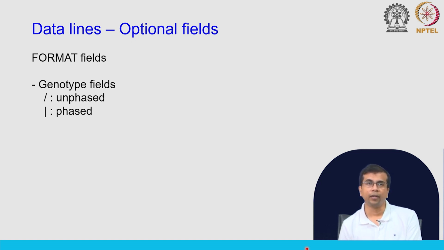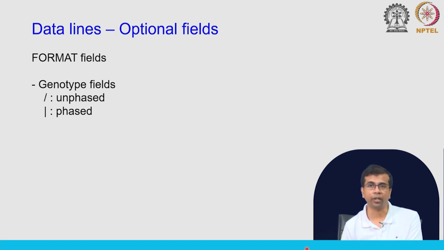In the data lines, in the optional fields, you can also have the genotype fields, and you will see two signs, one for unphased genomes and another for phased genomes. We have talked about phasing when we were talking about the variant calling analysis pipeline, and this is again applicable for diploid genomes.